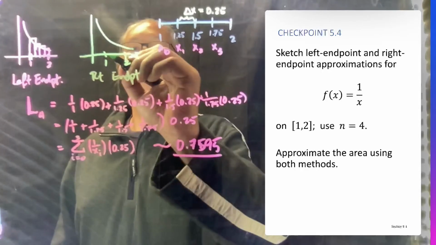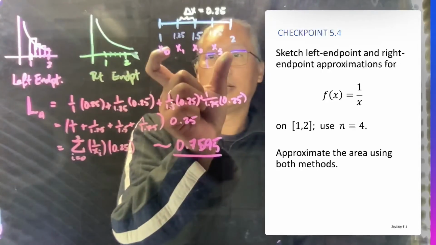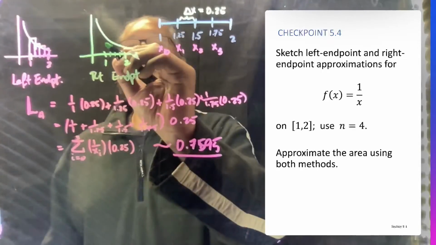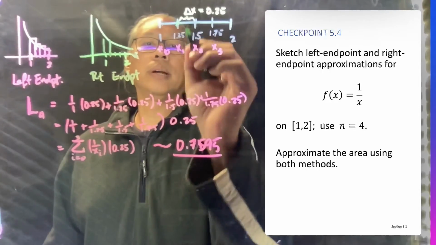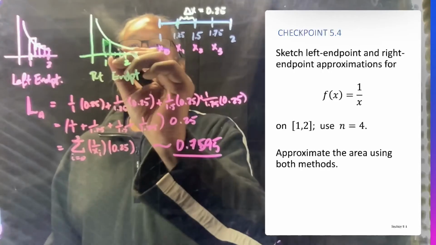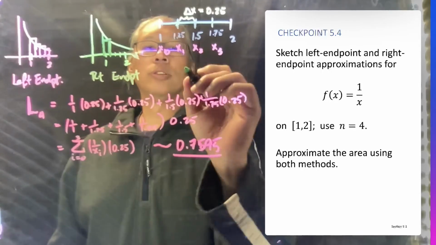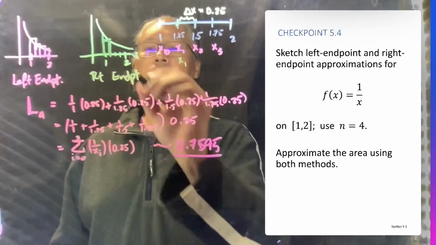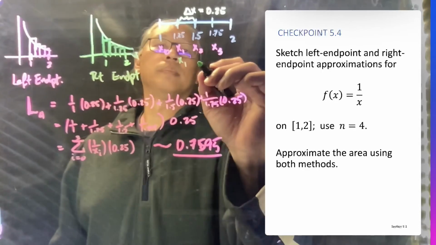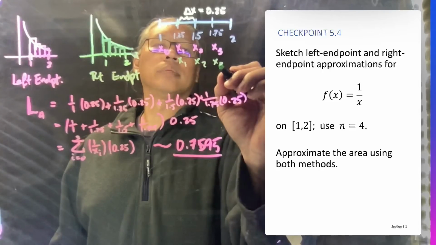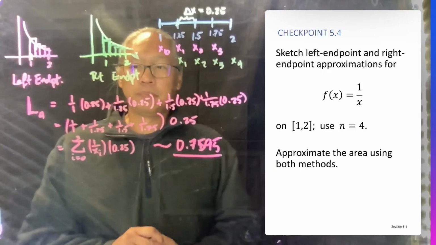Now let's take a look at our right endpoint and do the same thing. We'll split this up into 4 equal partitions like we did here. But then when we create our rectangle here, we're going to use the right endpoint. And so in this first rectangle, the right endpoint is going to be 1.25. So we'll start with x sub 1, and then x sub 2, x sub 3, and x sub 4. So notice that the first one didn't pop up.